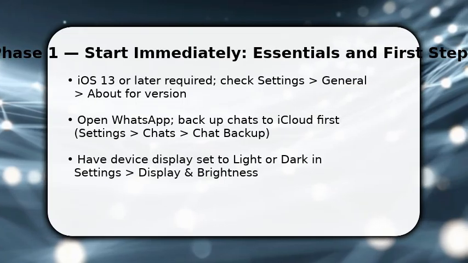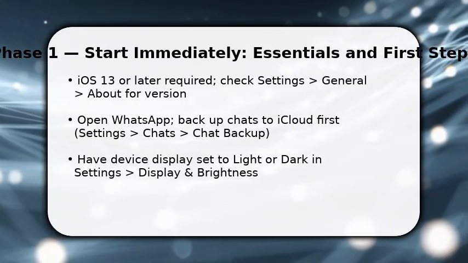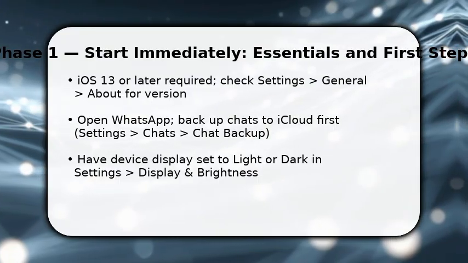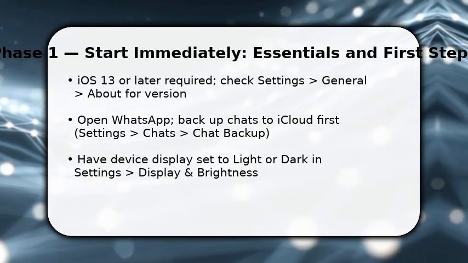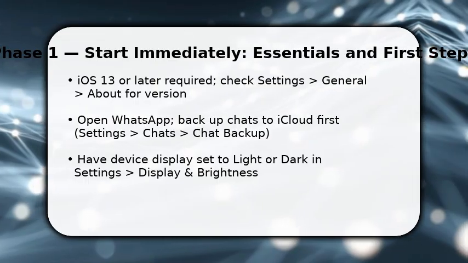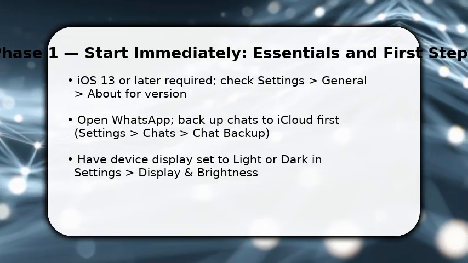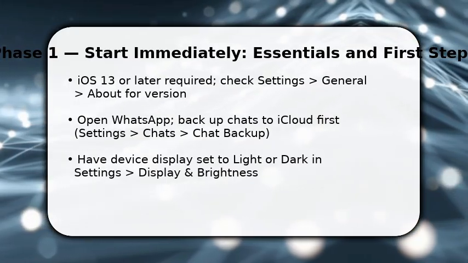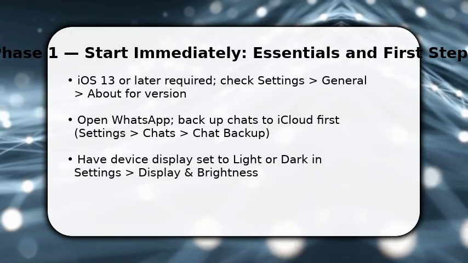Enjoy the video. You need iOS 13 Plus and a recent iCloud chat backup. Once confirmed, open WhatsApp and stay on the main Chats tab. Tap Settings in the lower right because theme controls sit behind your account options. Make sure your phone's display and brightness is set the way you prefer. WhatsApp can follow system theme or use its own.